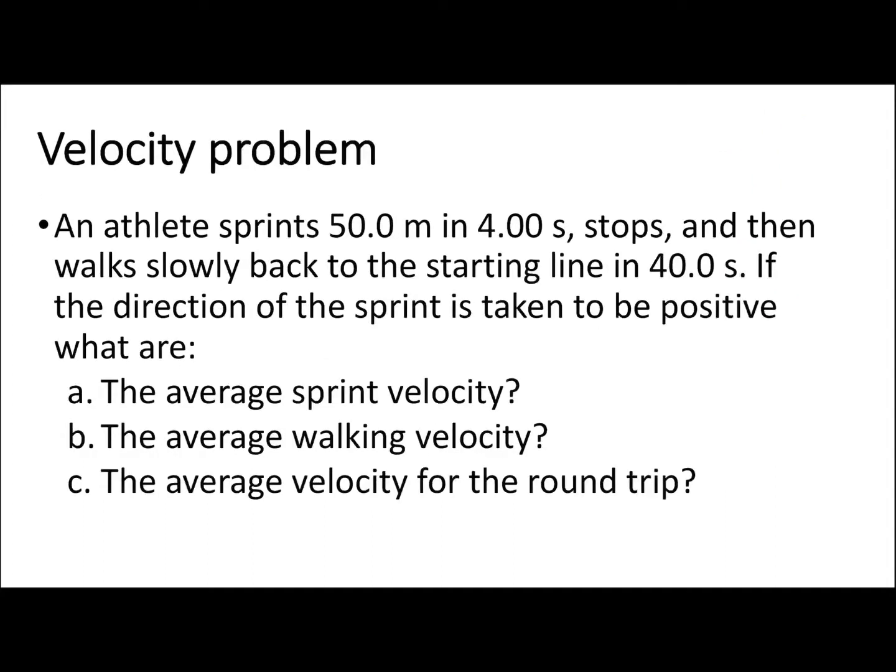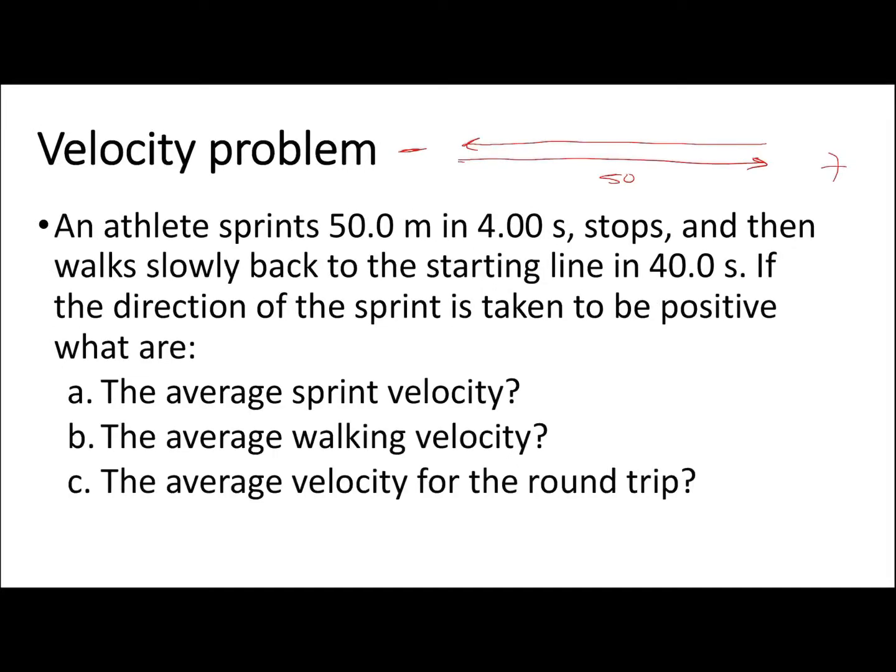So let's start with a one-dimensional problem where an athlete sprints 50 meters in 4 seconds. So it goes forwards 50 meters, then walks slowly back to the starting line, coming backwards another 50 meters, and that takes 40 seconds. If we take the direction of the sprint to be positive, this way is positive and this way is negative. See if you can come up with solutions to average sprint velocity, walking velocity, and velocity of the round trip. Go ahead and pause the video and see if you can figure it out.